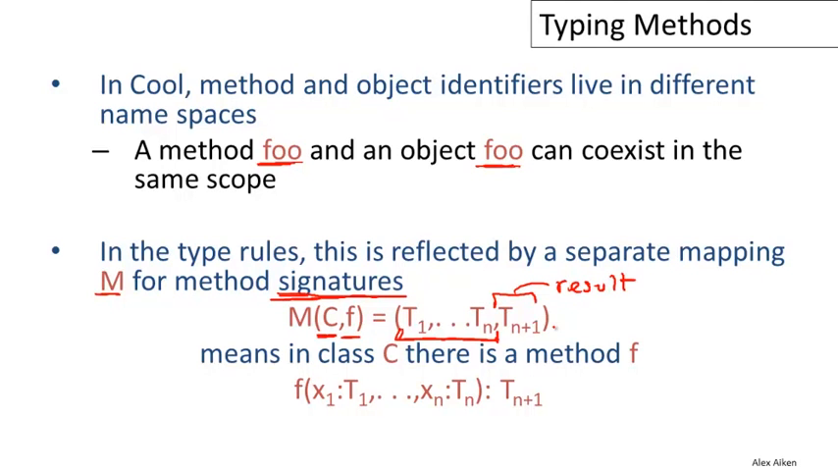So the way we're going to write the method signature is just as a tuple or a list of types. All but the last one taken together are the types of the arguments in order, and then the very last one is the type of the result. And so an entry like this in our method environment just means that f has a signature that looks like this. It takes n arguments with the respective types and it returns something of type Tn+1.